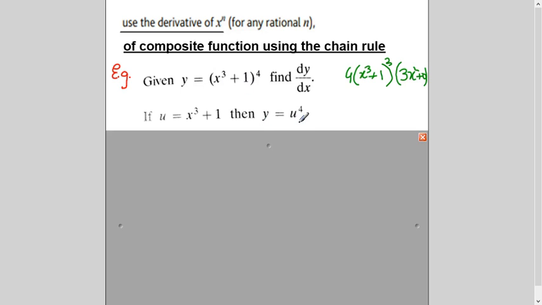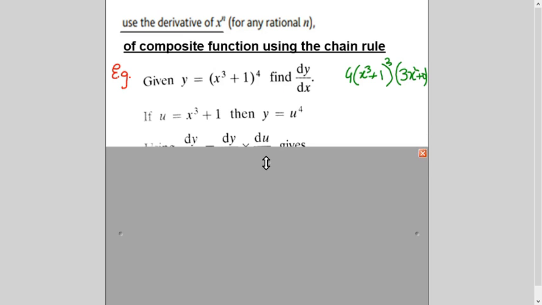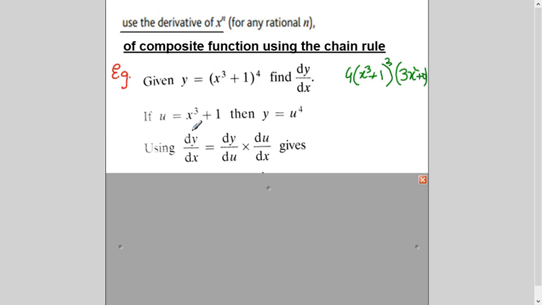Now y is connected with u, so you can differentiate y only with respect to u. But what is the question saying? Find dy over dx. So you apply related rate of change. You see here, dy over dx is equal to dy over du into du over dx.